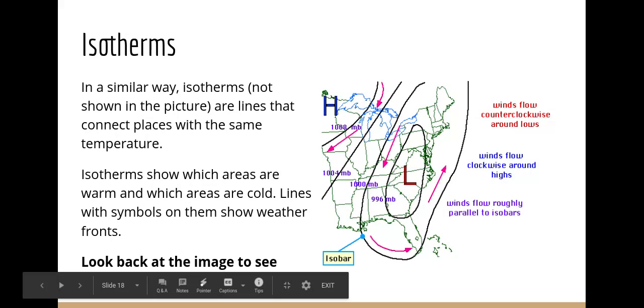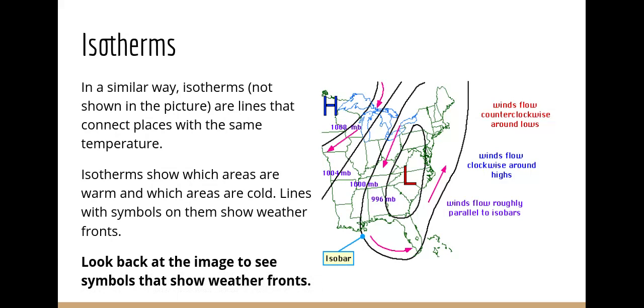There's another one to know, and these two can get a little confusing because they're almost the same word. But isotherms, which are not shown in this picture, are lines that connect places with the same temperature. So instead of showing us air pressure systems, isotherms show us where temperature is the same. Isotherms show areas where it's warm and areas where it's cold. Lines with symbols on them show weather fronts.